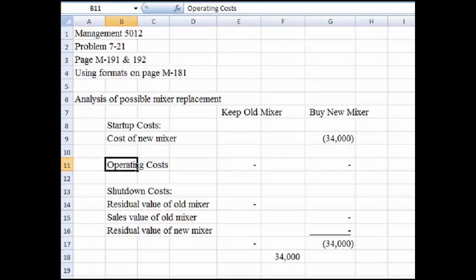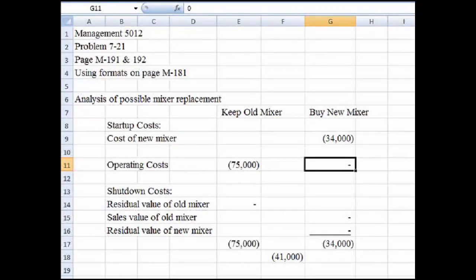Back in the book, still on page M-191, it shows an annual operating cost for the old mixer of $15,000. Since we just determined that the analysis period is 5 years, the operating costs under Keep the Old Mixer should be $15,000 times 5 for the 5 years. Once again, since this is a cost, this number will be put in as a negative number and it'll be on the column labeled Keep Old Mixer. Turning the page, the new mixer annual operating cost is estimated at $12,000. So under Buy New Mixer, on the same line, $12,000 times 5 should be entered as a negative number.